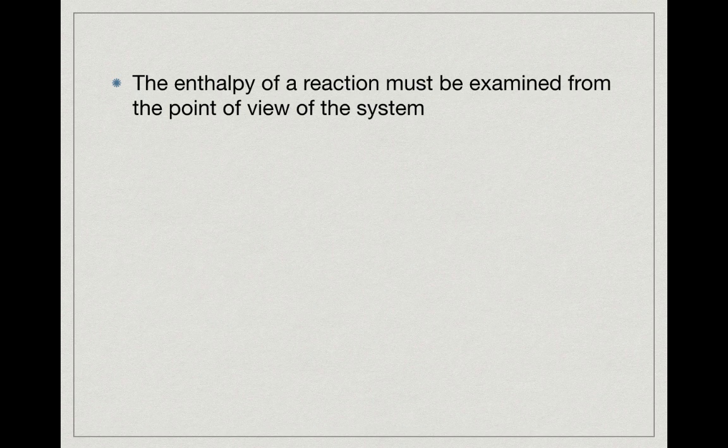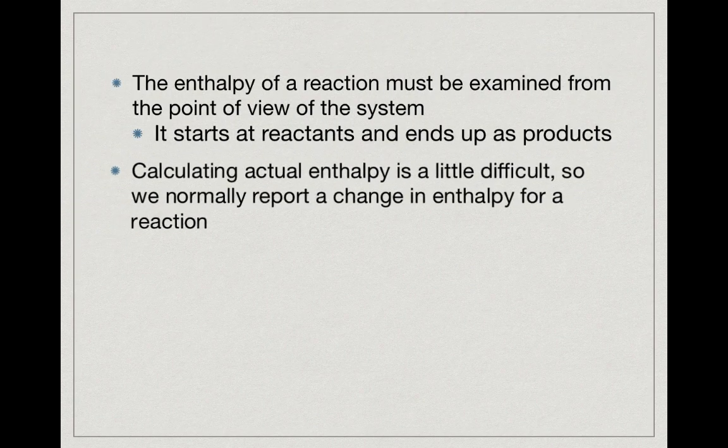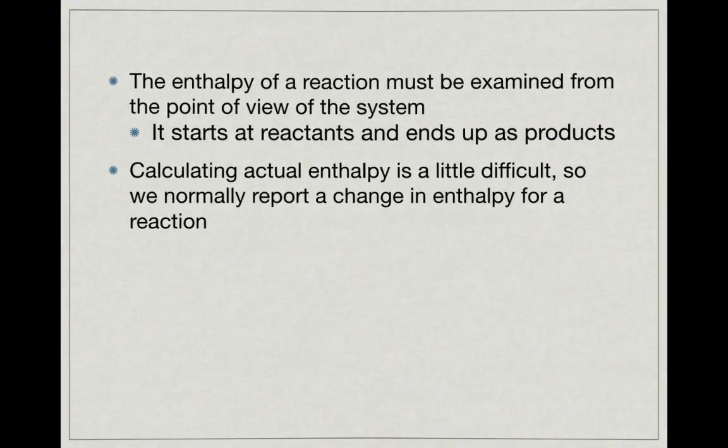So the enthalpy of a reaction has to be examined from the point of view of the system itself. The reaction starts at reactants and it ends up as products. Now calculating the actual enthalpy of all of your different reactants and products is actually a very difficult process. So normally what we do is we report a change in enthalpy for a reaction, and that's actually fairly easy to do. When we have a change in enthalpy, we report enthalpy as H, and so the change in enthalpy is going to be delta H.